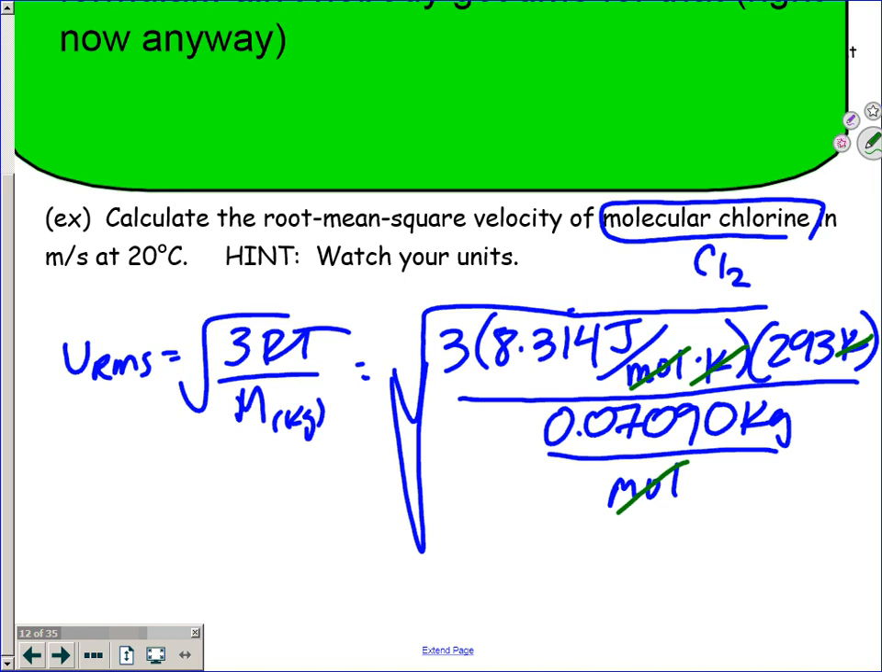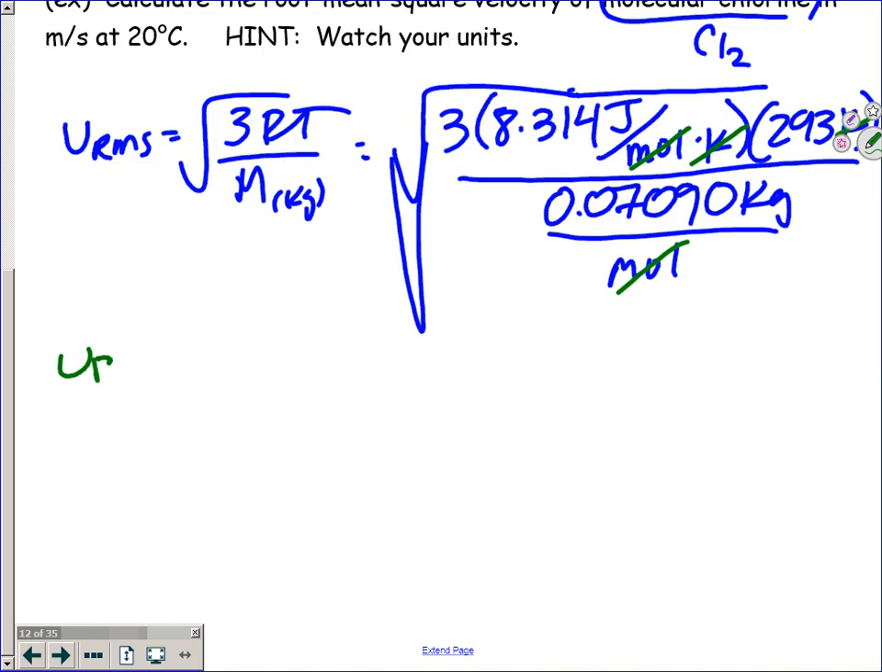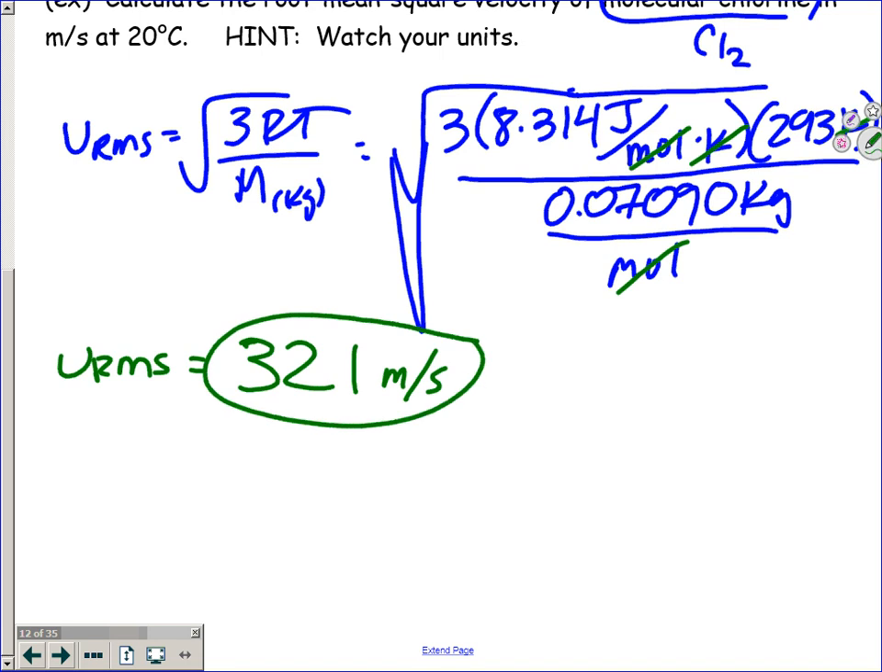And can I get a speed? Square root. 321. And this is going to be in what units? We already know the units. Meters per second. And that's because as we square root this, we get the square root of joules per kilogram, right? What did I tell you a joule was? So a joule is technically kilograms times meters squared per second squared.